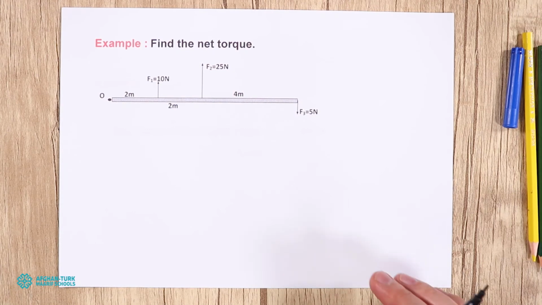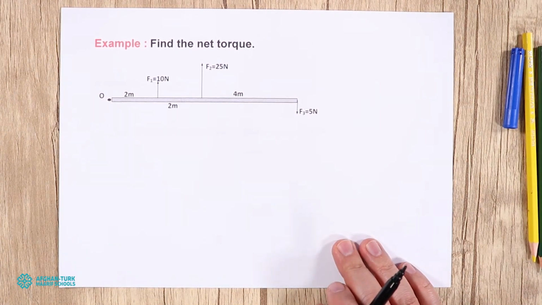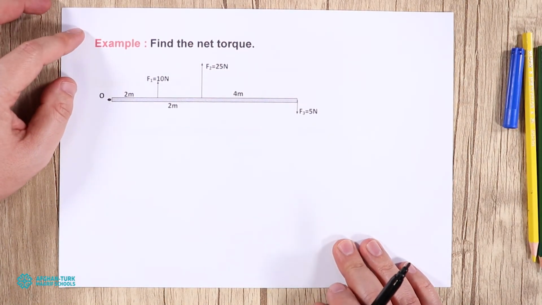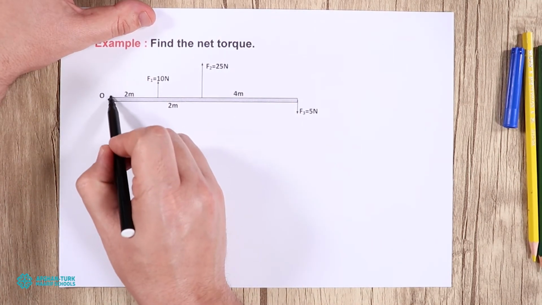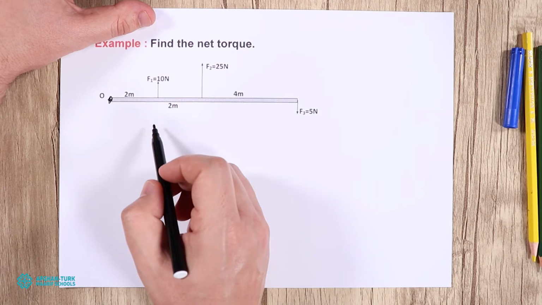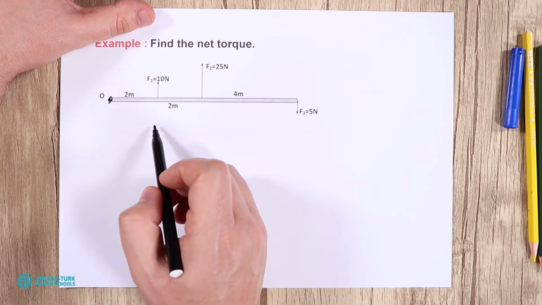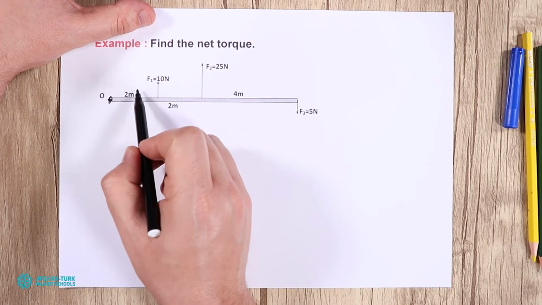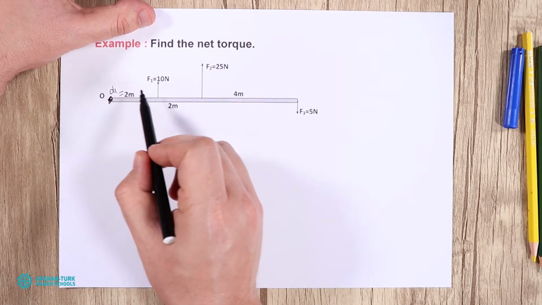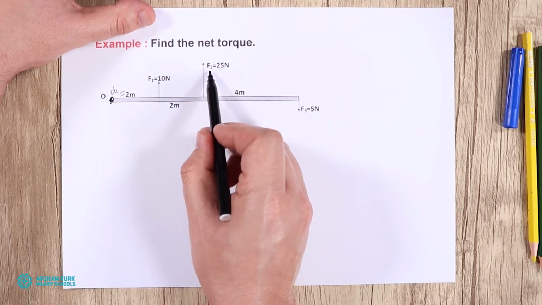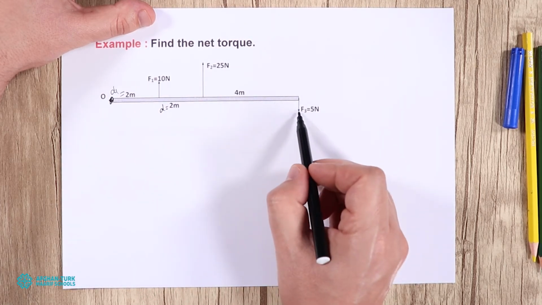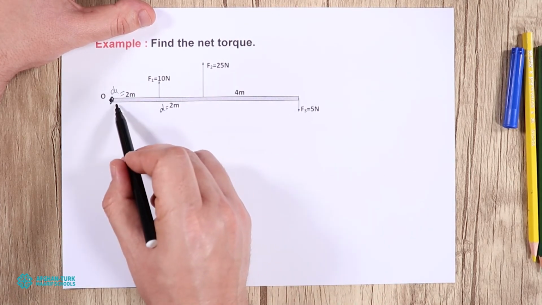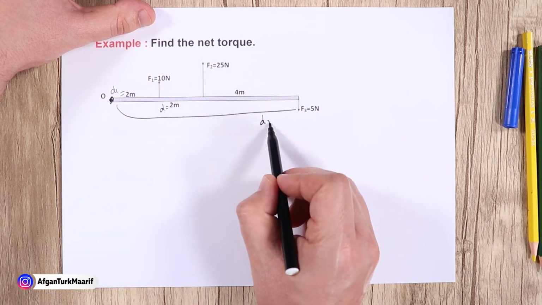We are going to solve an example of this. They ask the question, find the net torque here. So let's see, first, this is the turning point. How many distances and how many forces do we have? Let's suppose this is D1, and this one is D2, and the last one, the whole distance, is D3.